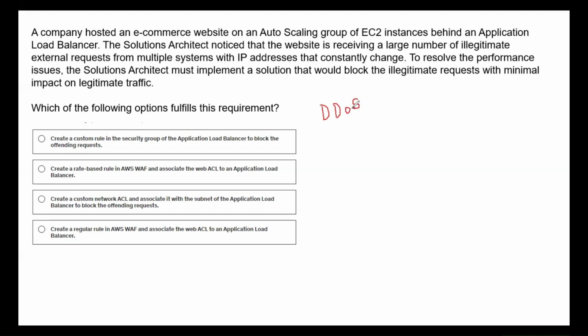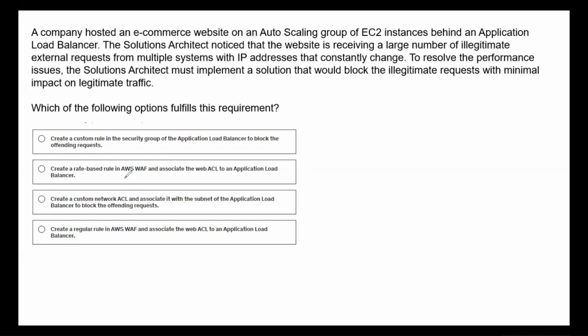So DDoS is distributed denial of service attacks. So we need to pick a service which helps in mitigating this DDoS. Okay. And they are also saying that they are using an application load balancer for an e-commerce website, right? So now let us try to eliminate the answers and go to the right answer. First is creating a custom rule in the security group of the application load balancer to block the offending requests, right? So this may not be completely helpful in terms of monitoring the source IPs and all. Okay, so this can be excluded.